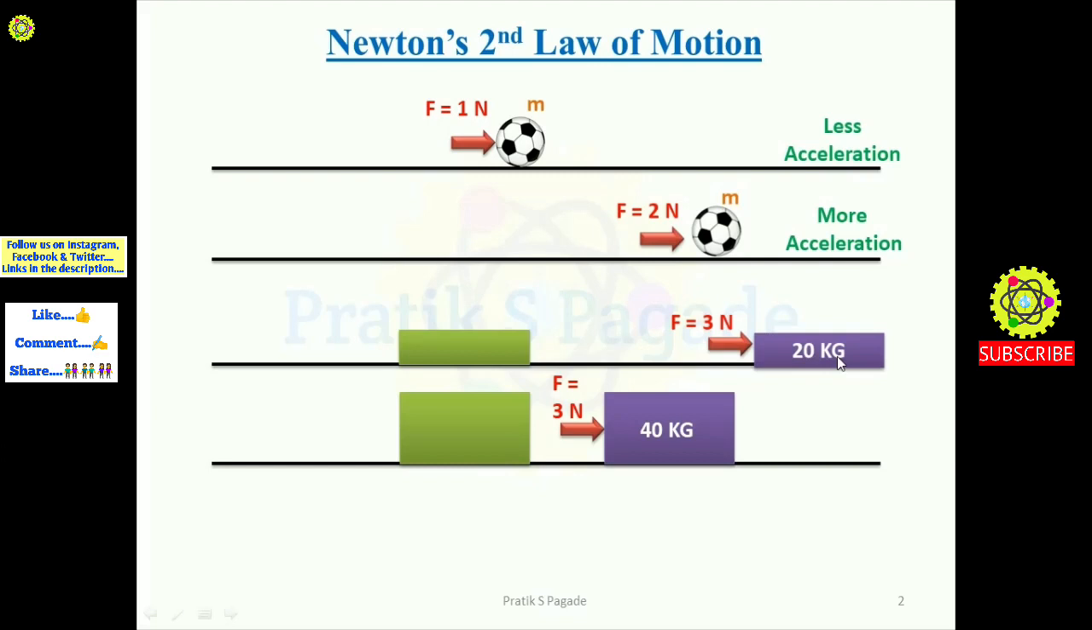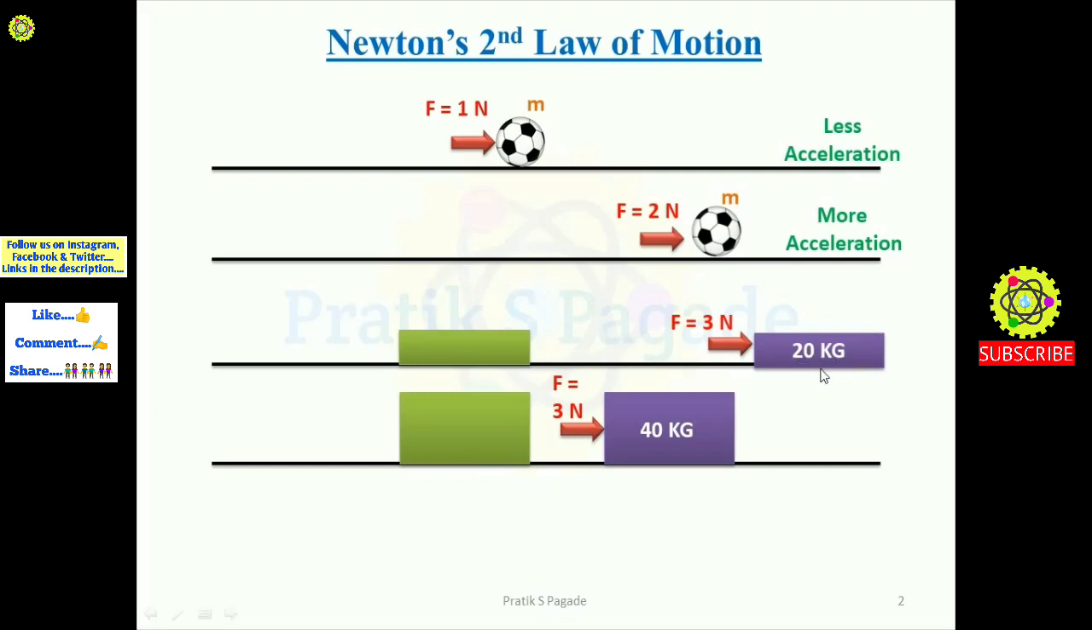So due to the less mass, when we apply the same force, the object will move with high acceleration, and when we increase the mass and apply the same force, the object will move up to this position having less acceleration. Okay, so from these two examples of 20 kg and 40 kg objects, we can conclude that acceleration is inversely proportional to the mass.